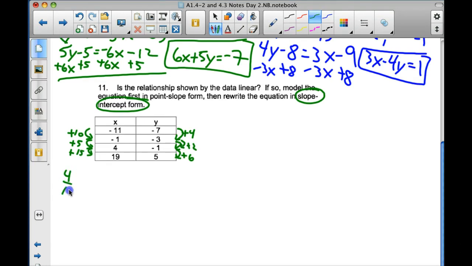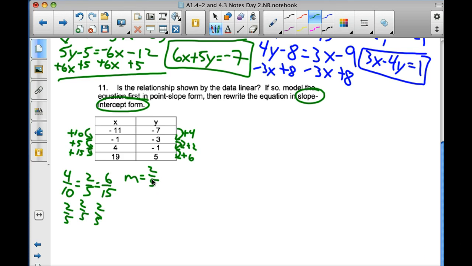4 over 10, 2 over 5, 6 over 15. Are those all the same fraction basically? Yes. If you reduce them, what do you get? So it is linear, people. They all equal 2/5. You know the slope is 2/5.